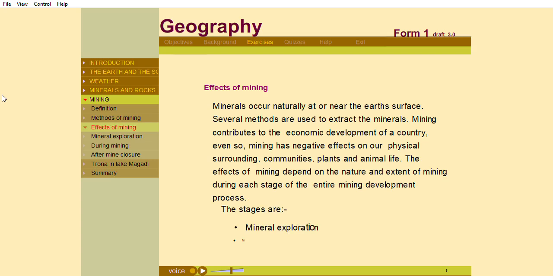The effects of mining depend on the nature and extent of mining during each stage of the entire mining development process. These stages are: 1. Mineral exploration. 2. Mining of mineral. 3. Mine closure.